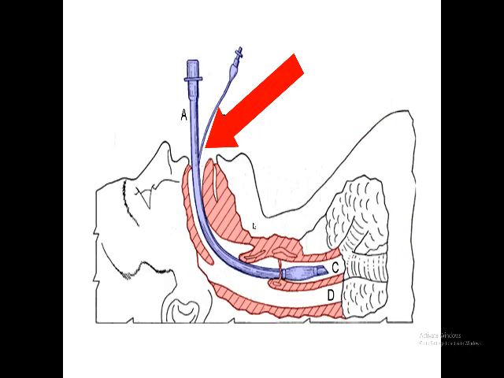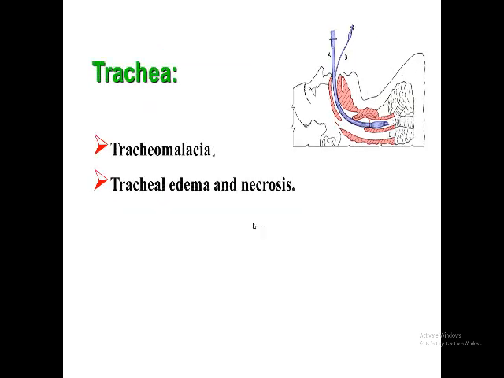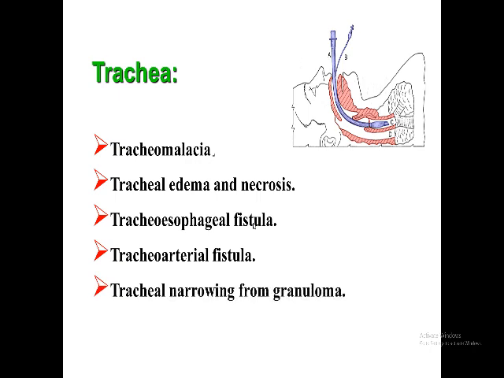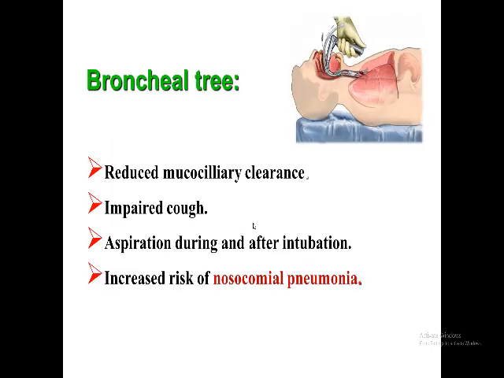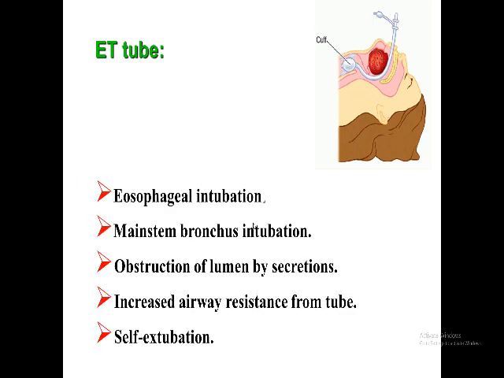Why is endotracheal intubation hazardous? There are multiple complications of endotracheal intubation. In the mouth, it leads to lip ulceration, broken or dislocated tooth. In the larynx, it may cause glottic edema, laryngospasm during intubation, vocal cord dysfunction with stridor, inability to verbalize. In the trachea: tracheomalacia, tracheal edema and necrosis, tracheoesophageal fistula, tracheoarterial fistula, tracheal narrowing from granuloma. In the bronchial tree, it may reduce mucociliary clearance, impair coughing, cause aspiration, and increase the risk of nosocomial pneumonia. Multiple risks for complication of endotracheal intubation.